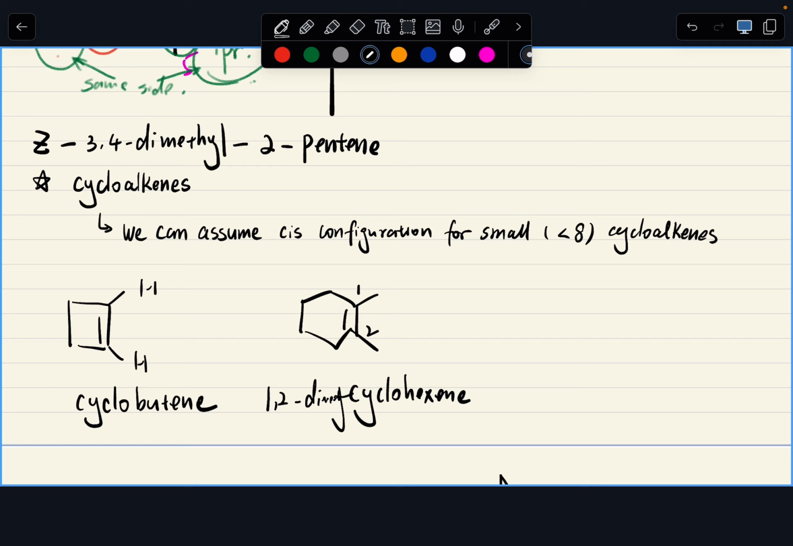Yeah, then it's like 1-chloro, 2-methylcyclohexene. They still have to be cis, right? So the cis comes from the ring structure, because of my ring angle here. You cannot have a trans geometry, otherwise it's a highly distorted geometry.